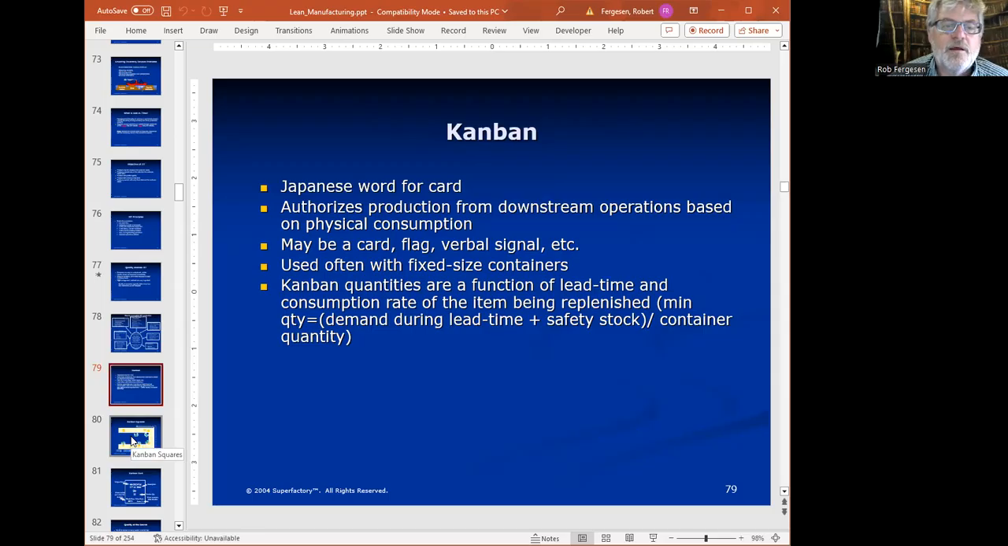The Kanban is a flow process. It's sort of that pull flow as expressed in Japanese. The word Kanban means card. It's a very important term to know.